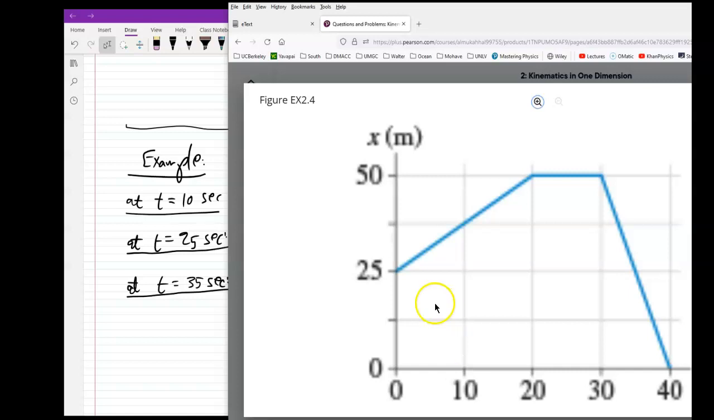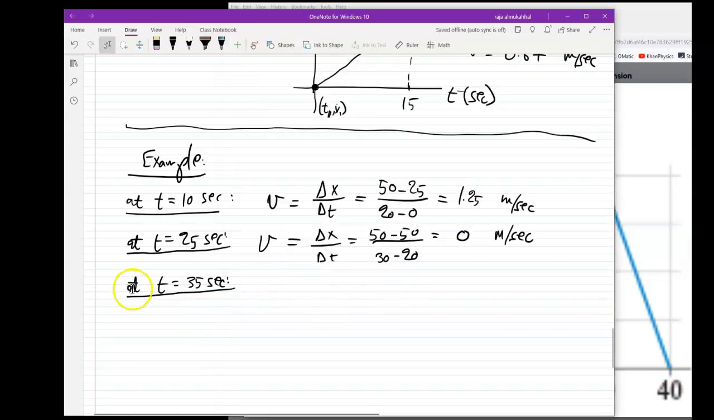Here initially, he was going to the right for 20 seconds and traveled 25 meters. Then he stopped, took a break for 10 seconds, took a sip of water or whatever, and then returned back, but faster, maybe sprinting for the next 10 seconds, and stopped right there, okay? So that's the story of his motion.